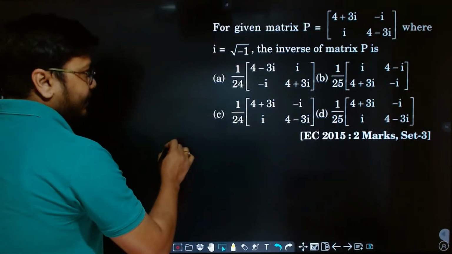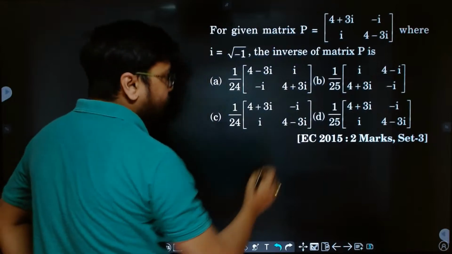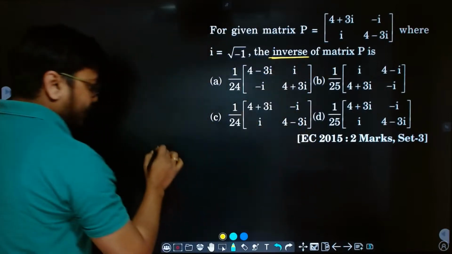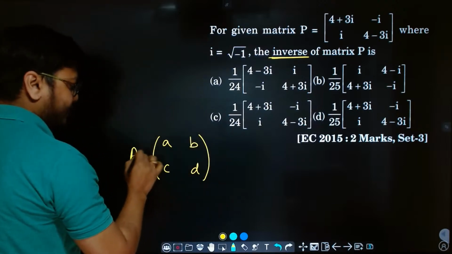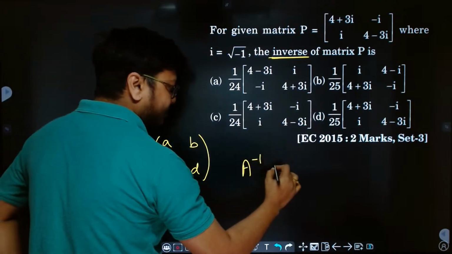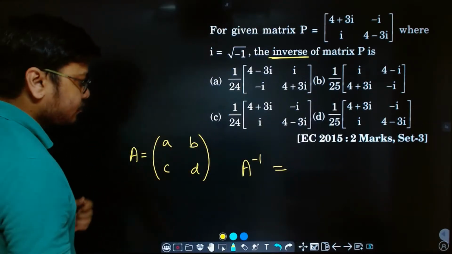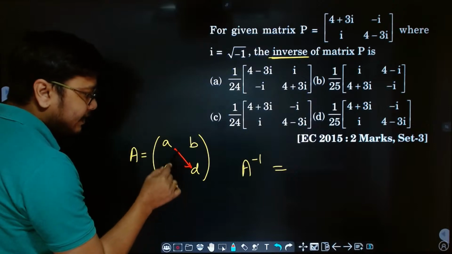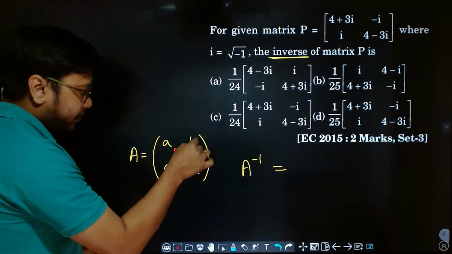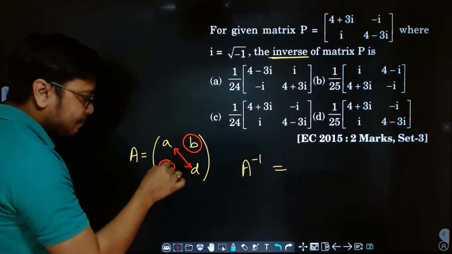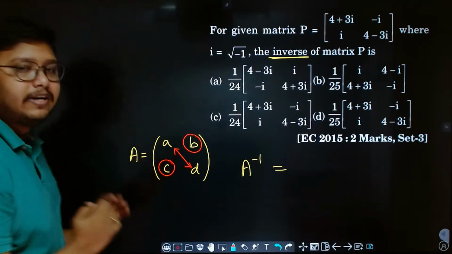See, we all know that if we are finding the inverse of a 2 cross 2 matrix, specifically a matrix A, B, C, D, then A inverse is going to be, we don't need to do the adjoint and all those things. Just remember that the principal diagonal elements will interchange. The off diagonal elements will be multiplied with a negative sign. Just the sign will get inverted and you have to divide by the determinant.